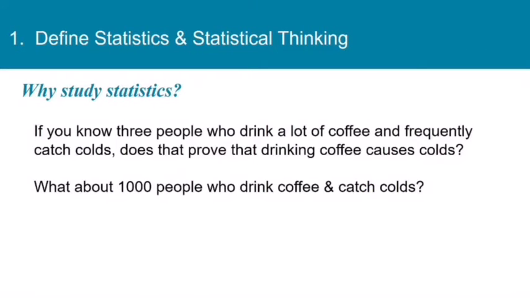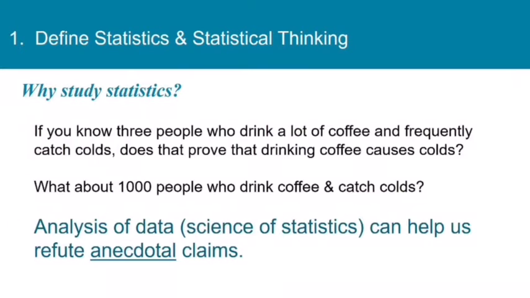Well, probably not, because 3 people is not a lot, and it may just be a coincidence that you know those 3 people who drink a lot of coffee and also catch a lot of colds. But what if you had 1,000 people who drink a lot of coffee and catch a lot of colds? Would that change your mind? Would you start to feel like there's a link between coffee and colds, or would that not be enough people to make a decision? This is the kind of thing that statistics helps us to sort out. So, analysis of data, which is the science of statistics, can help us refute anecdotal claims.